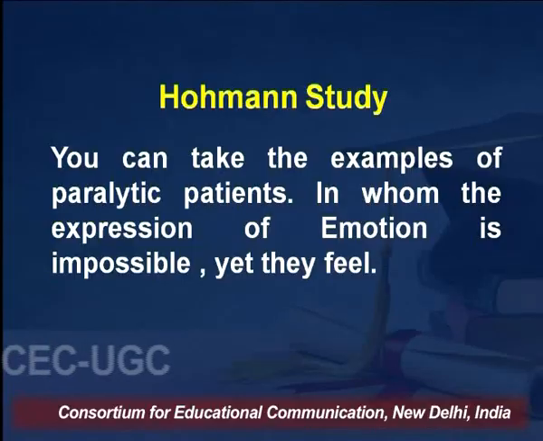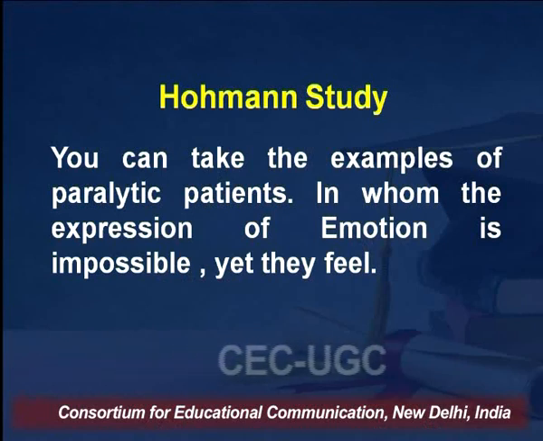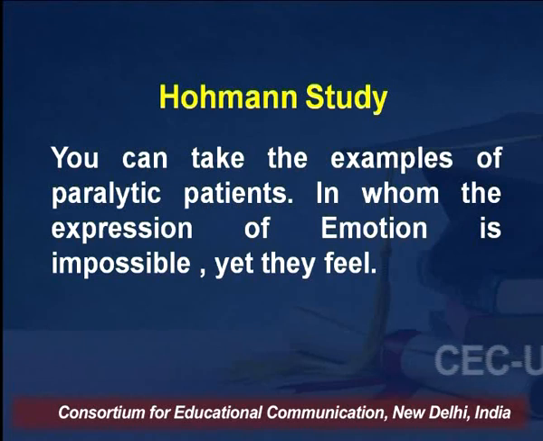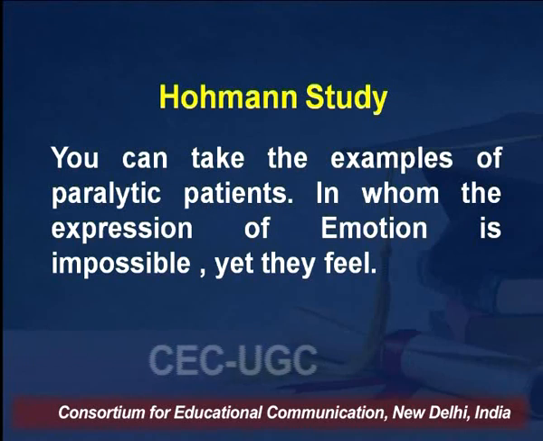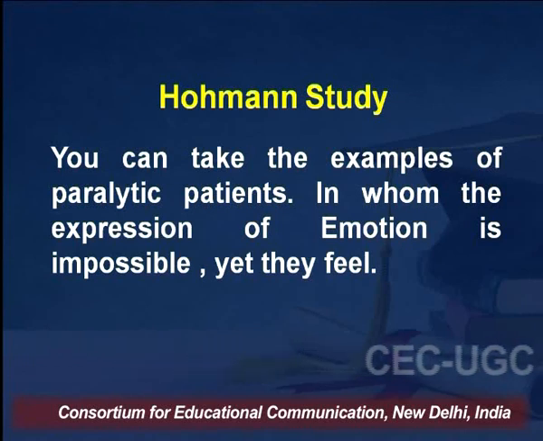Another psychologist, Cannon, along with his co-workers, conducted an experiment on a cat. They took a cat and the sympathetic system was cut along the whole length of the spinal cord. It was observed that the cat could not feel, yet showed the signs of anger when provoked, through snarls and hissing, etc. And further, one more study by Oman was done. He experimented on paralytic patients in whom the expression of emotion is impossible, yet they feel. So these experiments were enough against the James-Lange theory.